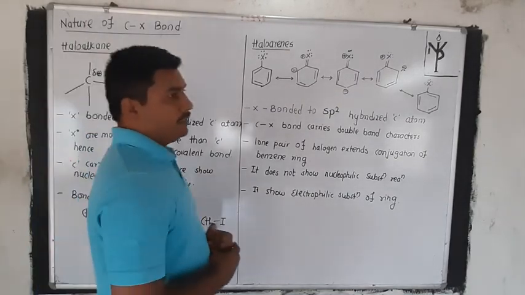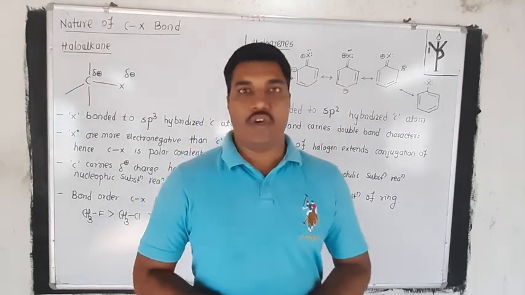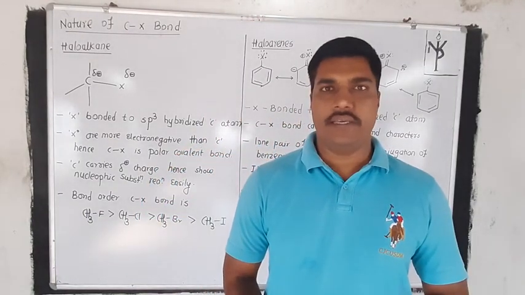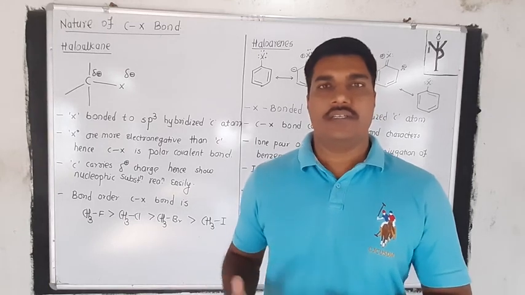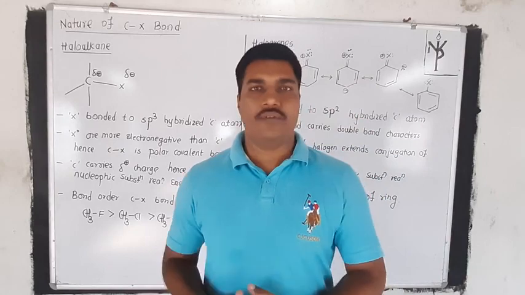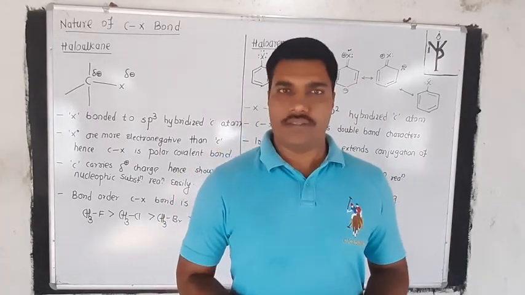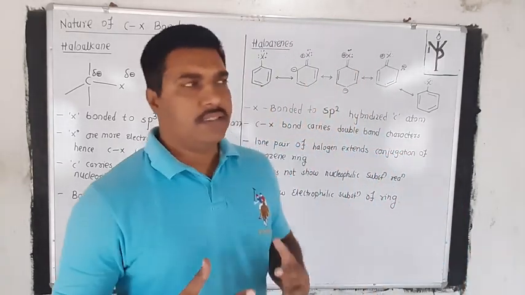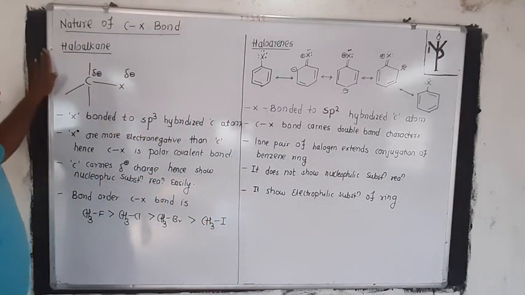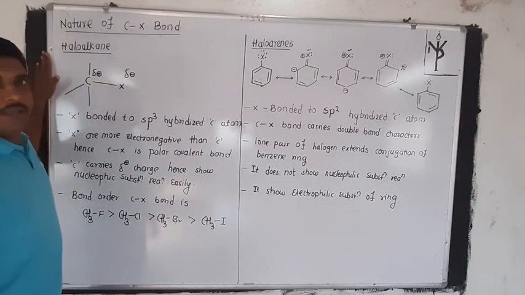The next part of the topic is nature of carbon halogen bond. The nature of the carbon halogen bond is different depending on whether it is a halogen derivative of alkane or a halogen derivative of arenes. We will discuss it separately. First, look at haloalkane. That means halogen bonded to alkane.